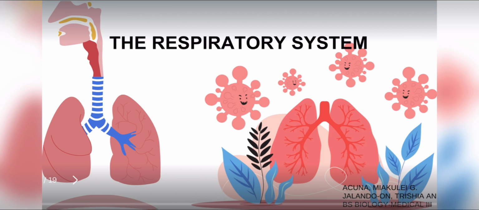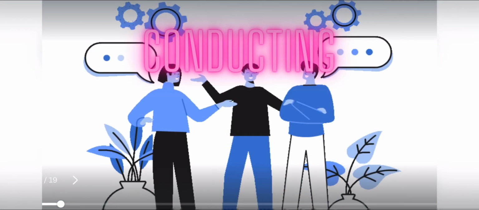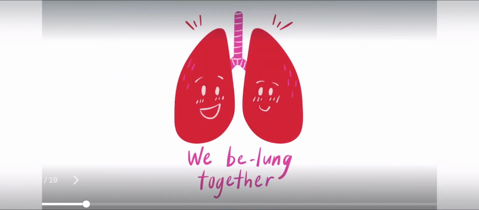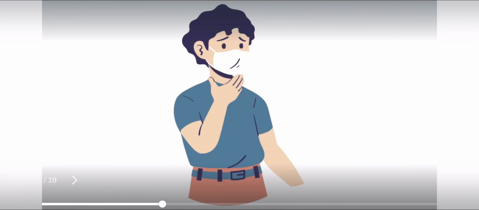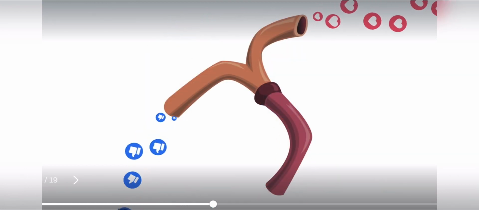For everyone's information, our respiratory system consists of two parts, the respiratory and the conducting part. Our respiratory part includes the lungs, and our conducting part of the respiratory system includes the nasal cavities, the pharynx, the trachea, the bronchi, the larynx, and all the intrapulmonary continuations therein.